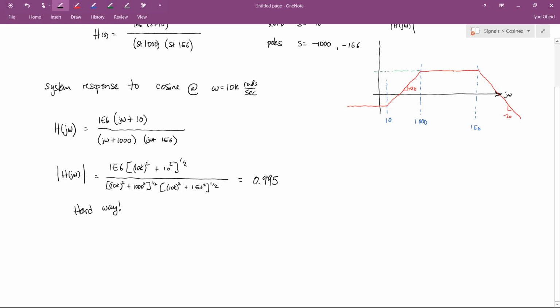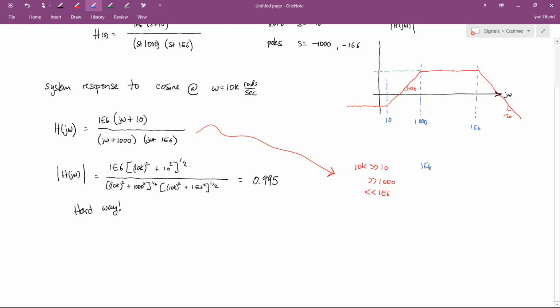To remind you, you might have seen this before, but let's go back to this. Now, for the easy way, let's remember that when you're dealing with a frequency of 10,000, that 10,000 is much, much bigger than 10. It's much, much bigger than 1,000. And it's much, much smaller than 1,000,000. So therefore, if I take that transfer function and go term by term, I have 1e6.